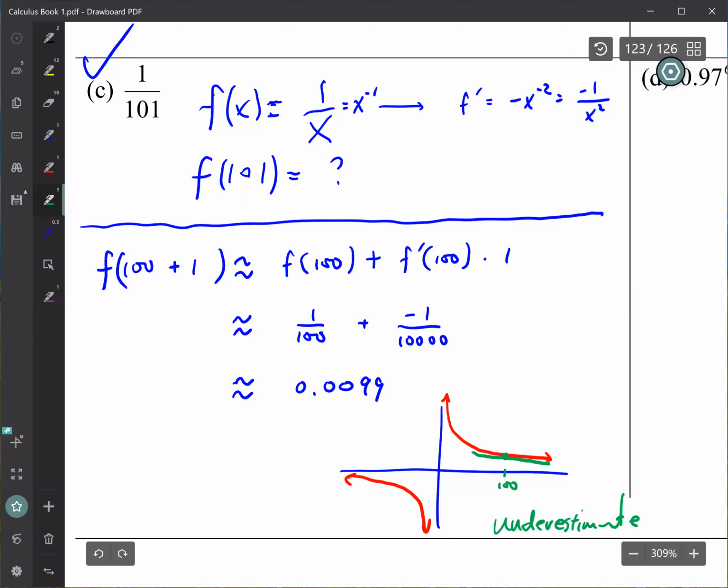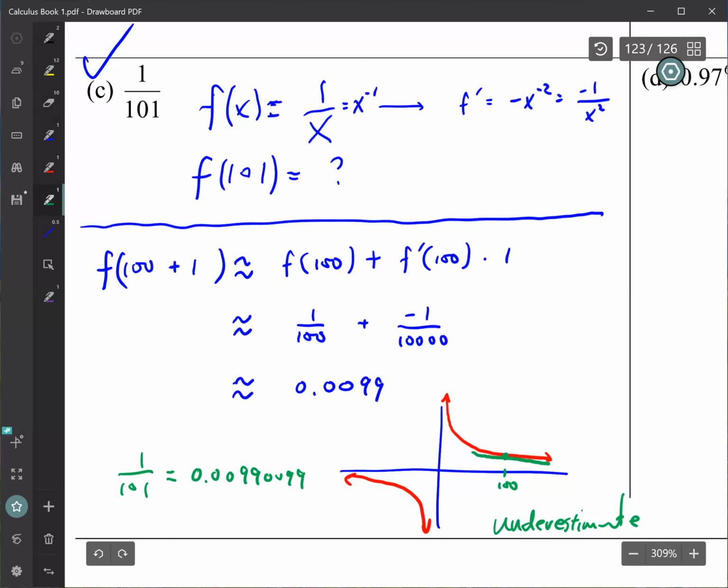Okay, and then let's check the actual answer. 1 over 101, what does it equal? It's 0.0099 repeating. Repeating 99? No, the 0099, all of it. Oh, okay. So 0099. Okay, so that's pretty close.